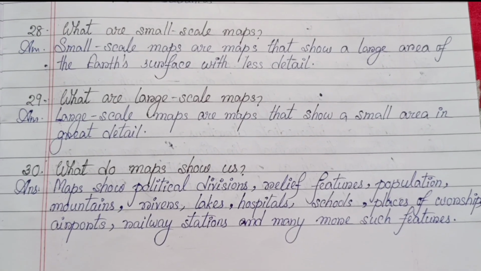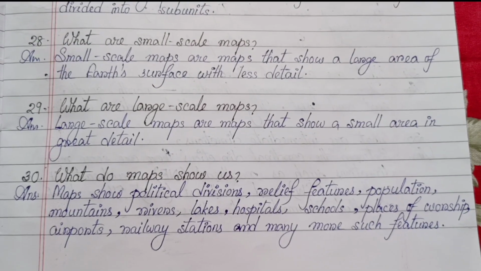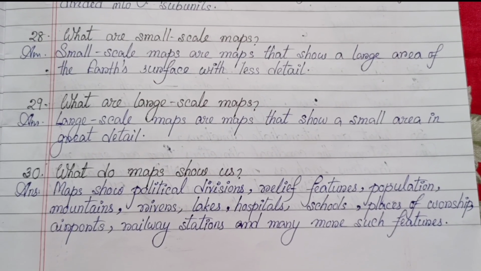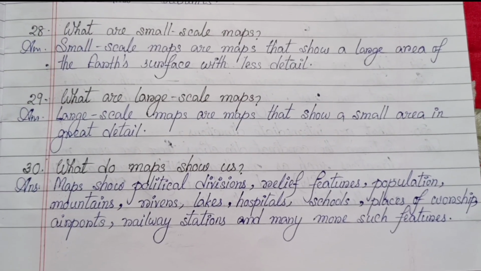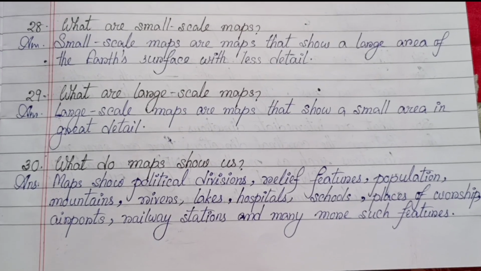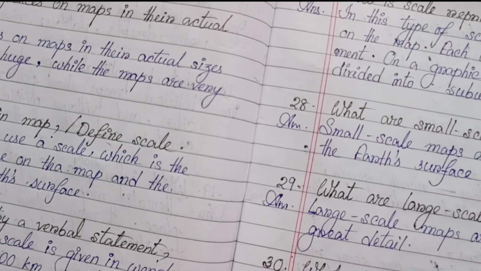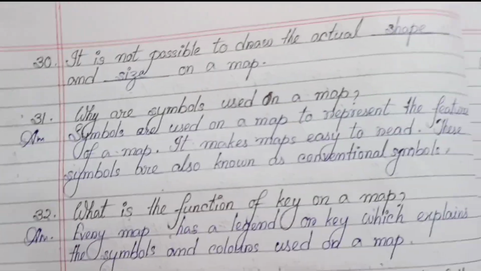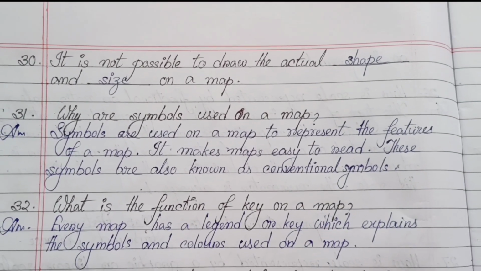30. What do maps show us? Maps show political divisions, relief features, population, mountains, rivers, lakes, hospitals, schools, places of worship, airports, railway stations, and many more such features. Number 30. It is not possible to draw the actual shape and size on a map.